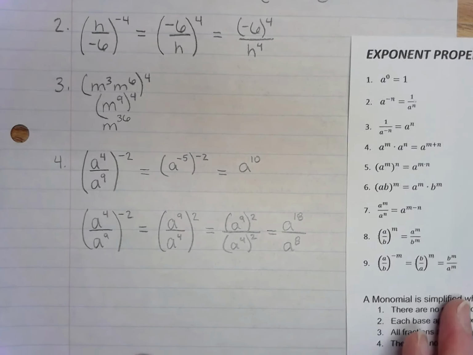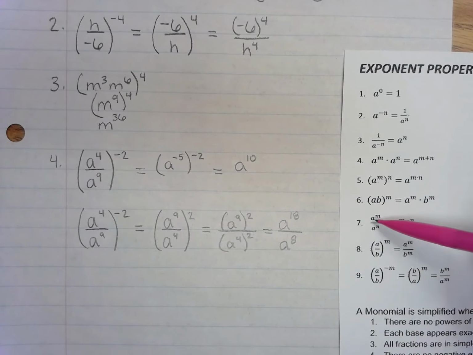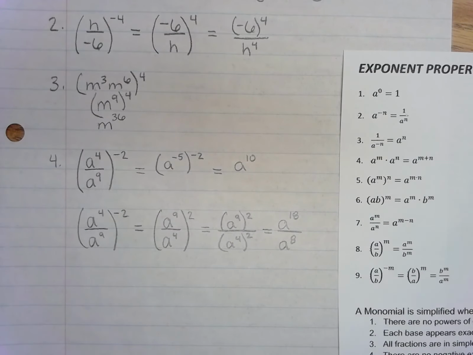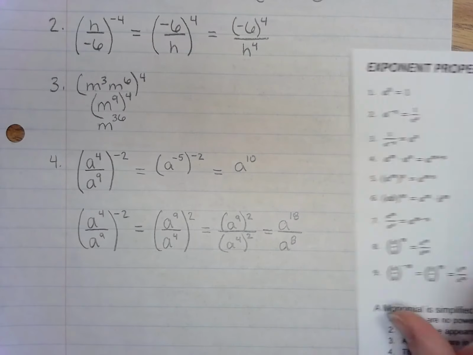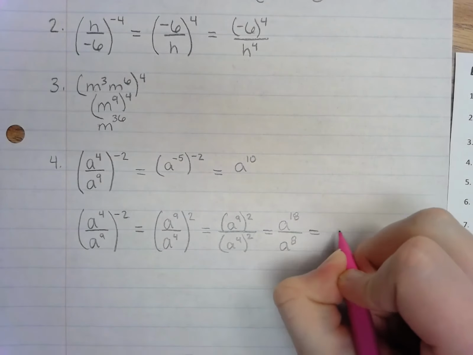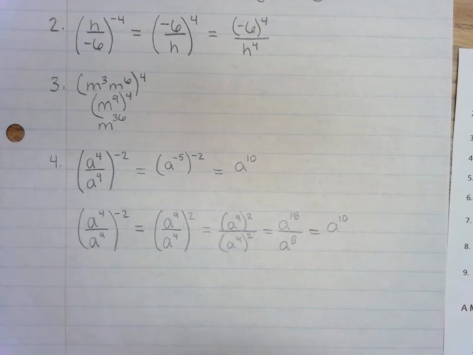So we'll have to use the next property of like bases, we subtract the exponents. So 18 take away 8 gives us 10. So notice it does come out to be the same answer. It requires a few more steps doing it this way, but as long as you properly use your exponent properties, you can use either method to get to the final answer.